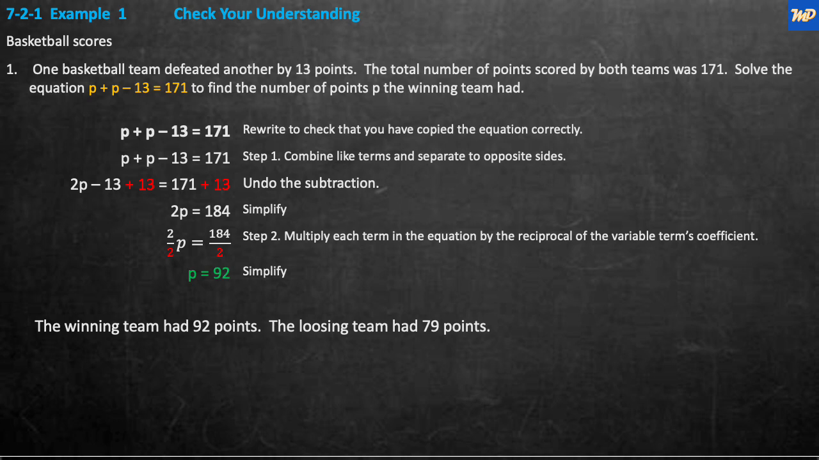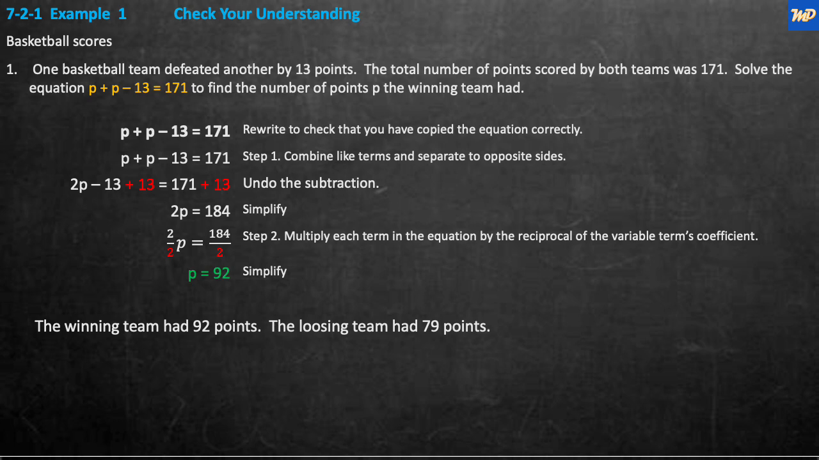So now we're going to check ourselves on these example 1 problems, and we're going to look at some basketball scores. One basketball team defeated another by 13 points. The total number of points scored by both teams was 171. Solve the equation with P, the number of points one of the teams had, and P minus 13, the number of points the losing team had. I guess we'll think of it this way. And they equal 171 points. That was the total number of points scored between the two teams.